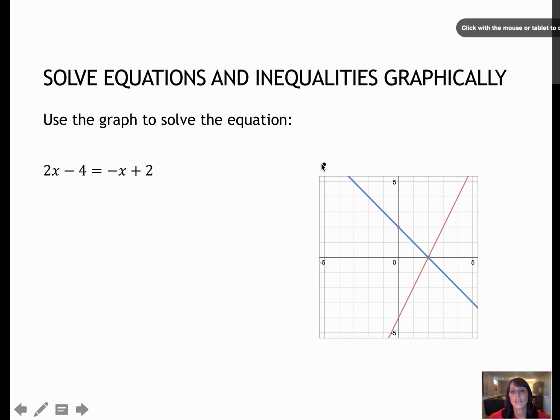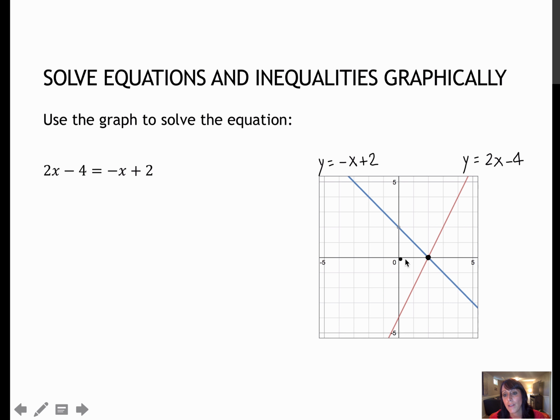The blue graph is y equals negative x plus 2. And the red graph is y equals 2x minus 4. So we're going to use the graph to solve this equation. And then I'm going to show you mathematically that it's the same solution. So the solution to this equation would be the point at which they meet.